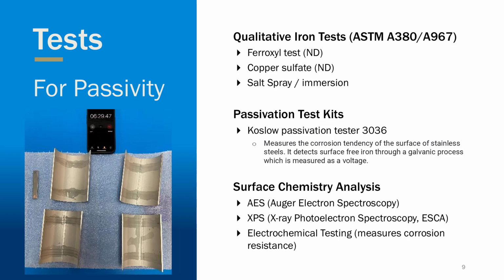AES, the Auger electron spectroscopy, and then XPS below, both provide you chrome to iron data. The AES, like I showed in the depth profile, shows you how thick the passive layer is as well.